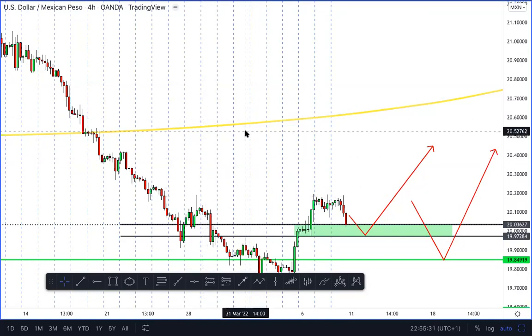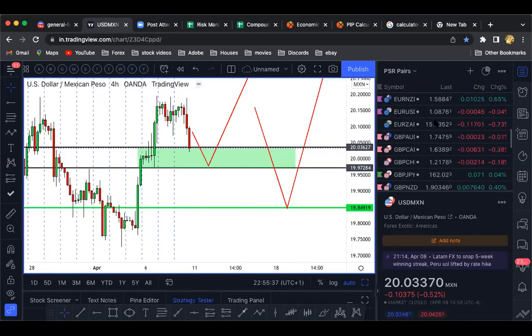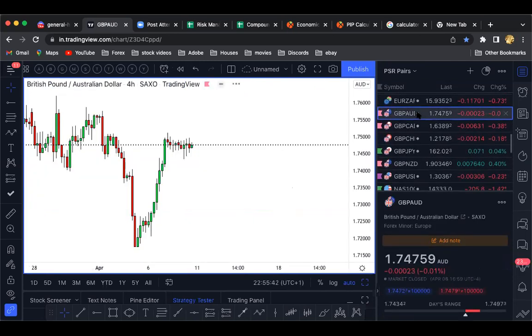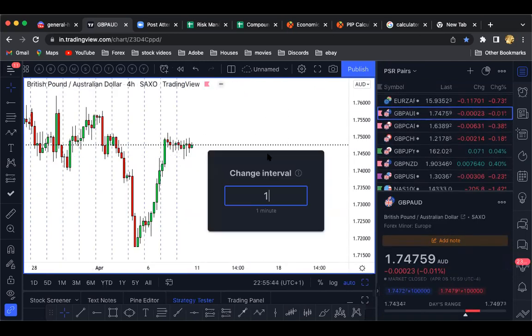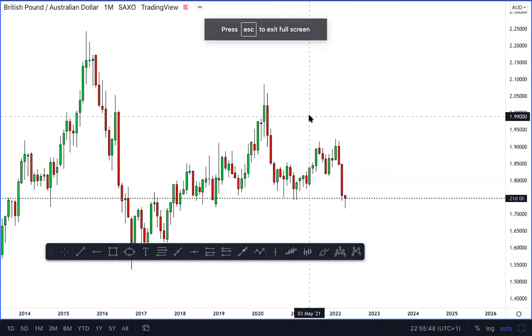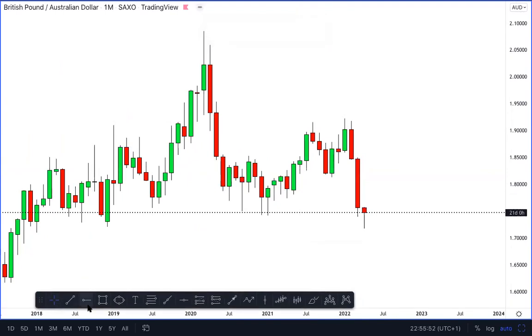GBP ORD. Let's go to our monthly time frame first. Same thing. Price has been pushing everything to monthly levels. That's what's happening at the moment. So when you're trying to trade in between, you can get really caught up.